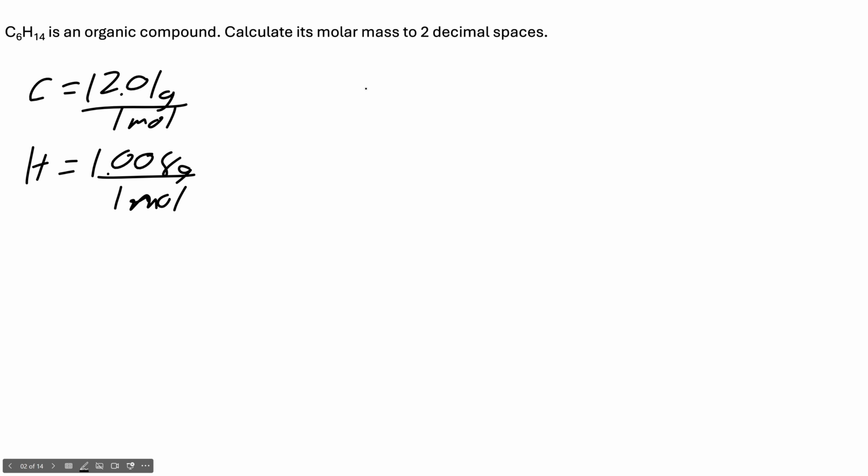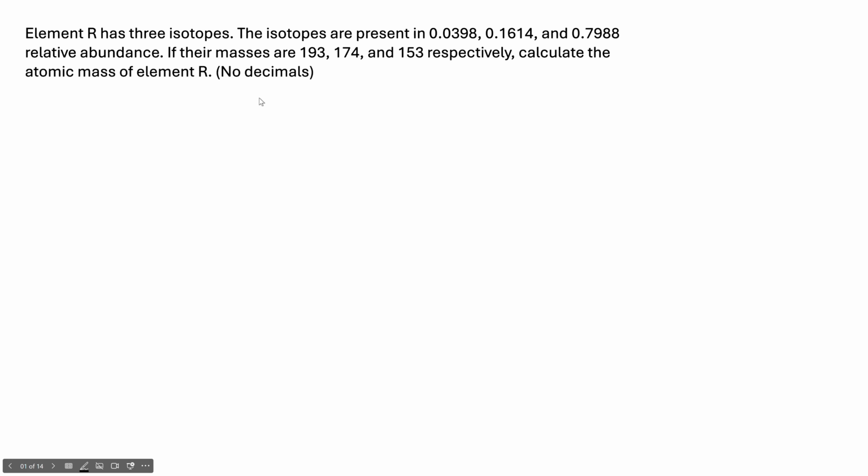Now what I'm going to do is multiply these values times the number of each element we have. The subscript tells us how many of each thing there is, and so I have 6 carbons and I have 14 hydrogens. Because we're just counting the value of these things, there is no unit to worry about, and we don't worry about significant figures either. Once I've done all of that, I should get some values here.